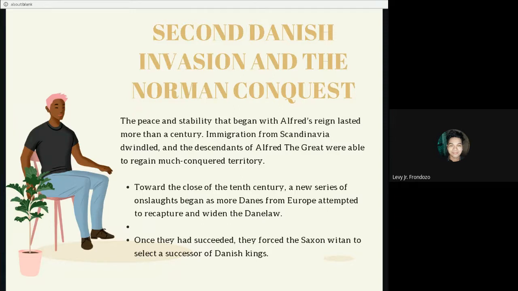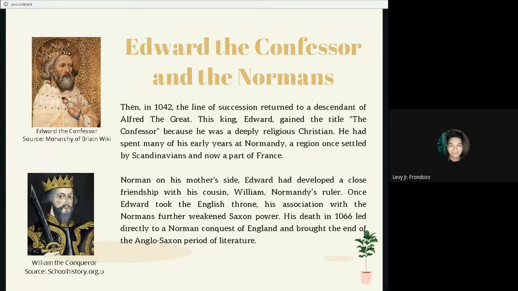So, Edward the Confessor and the Normans. Then, next slide po. Then, in 1042, the line of succession returned to a descendant of Alfred the Great.